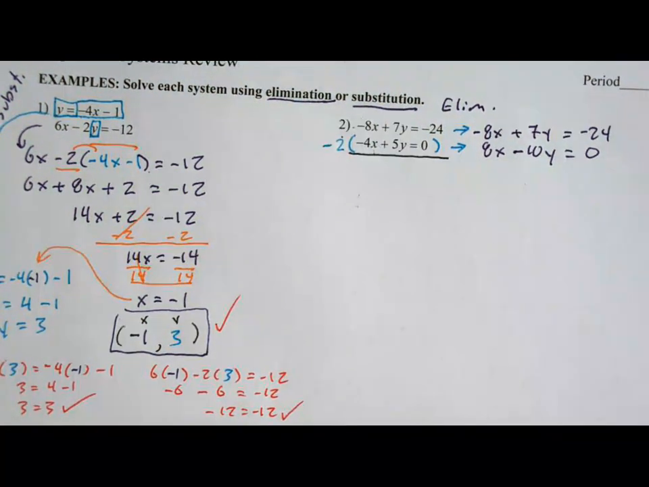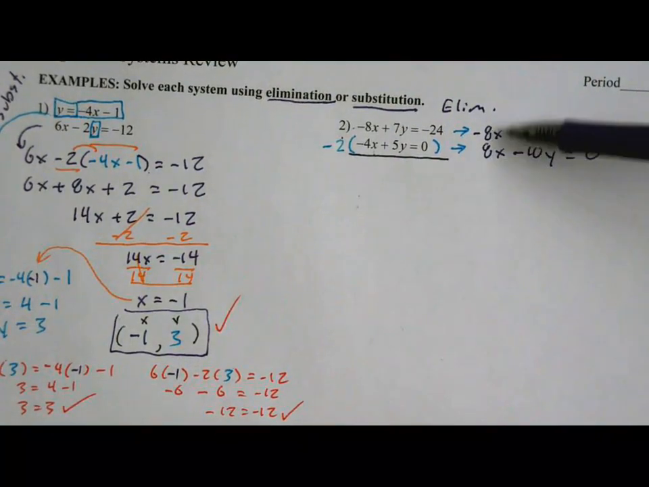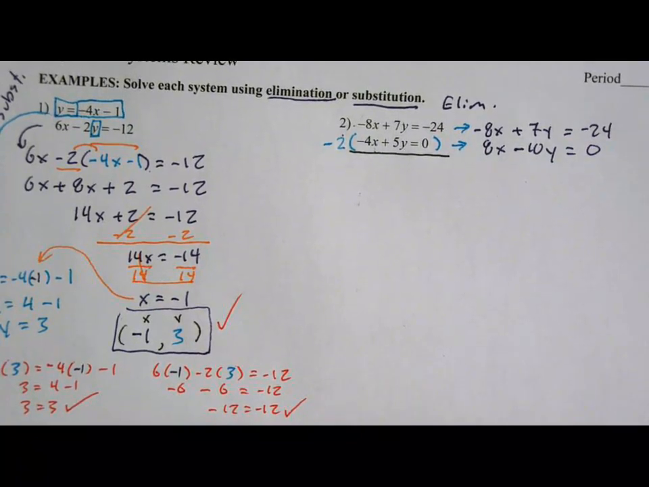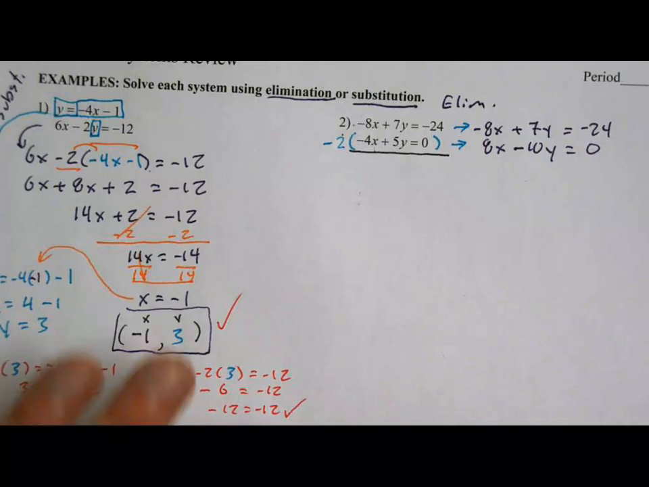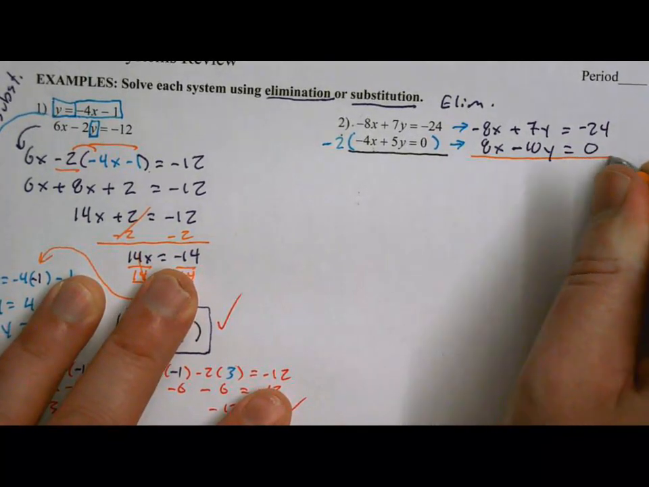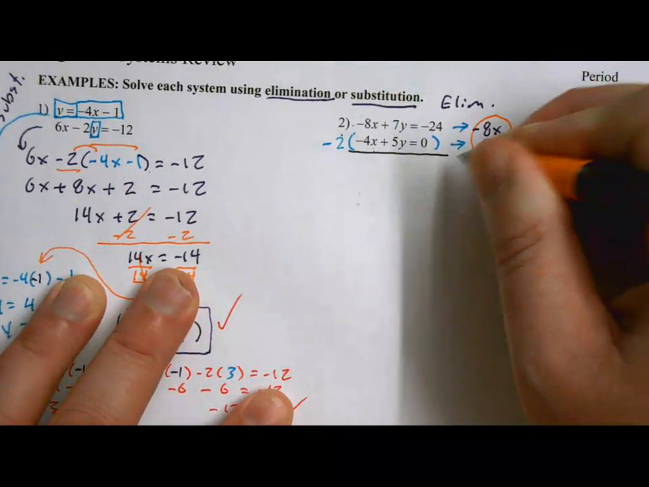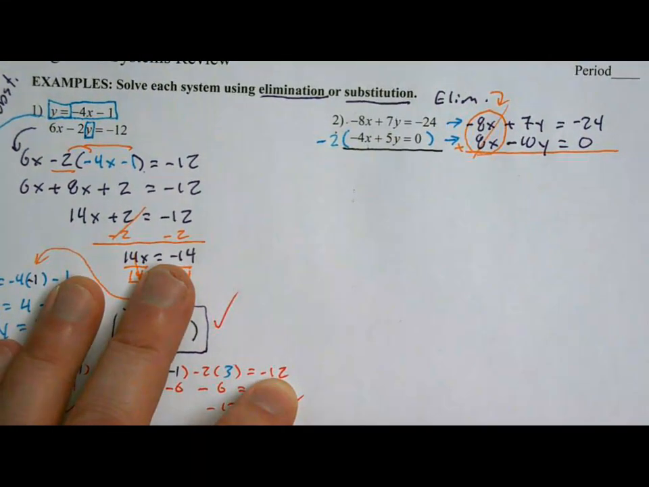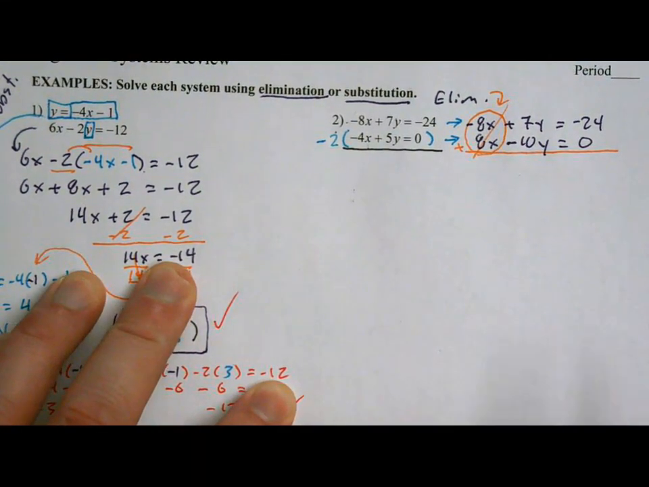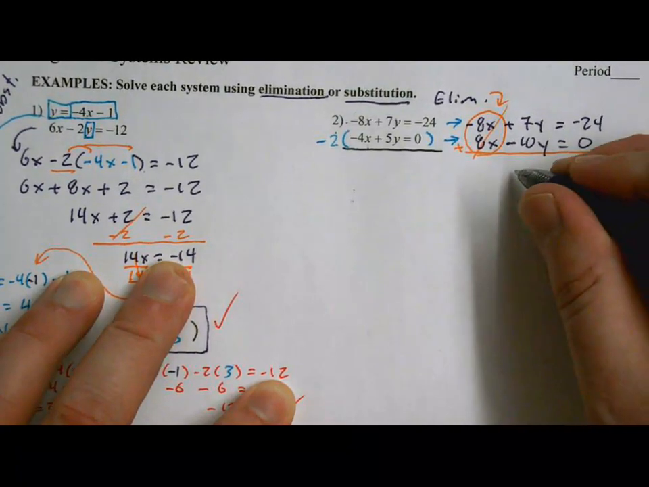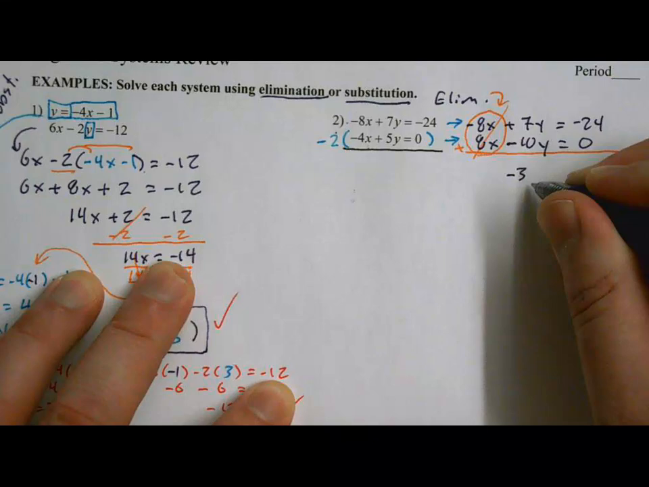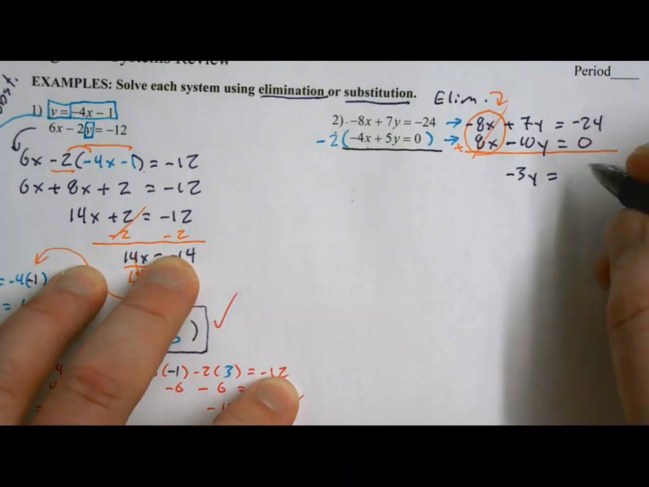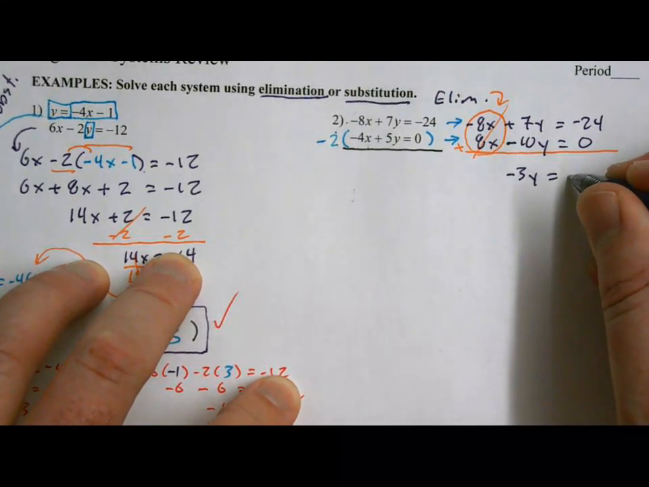So I have changed the bottom equation, and if you look at the x's now, when I add this negative 8x and this positive 8x, those two things are going to eliminate. They're going to cancel each other out. That's why we call this elimination. So when we go to add these together, those are eliminating. They're going away. My y's will not eliminate. I've got 7y minus 10y, that's negative 3y. Equals, and then negative 24 plus 0 is still negative 24.